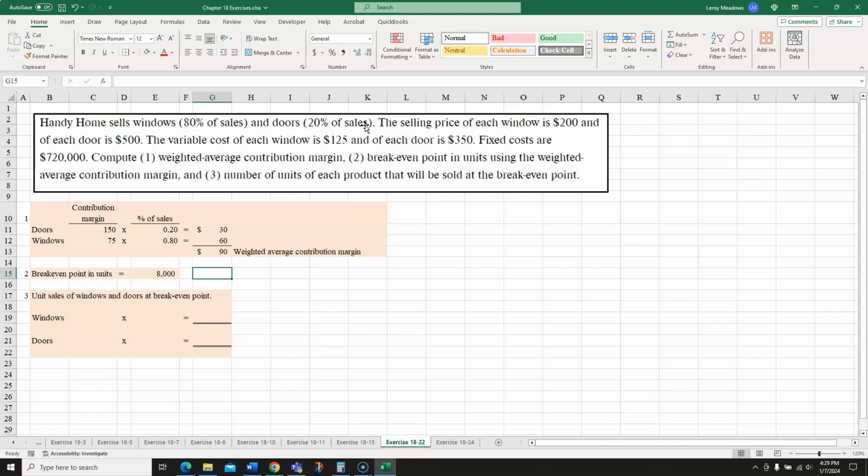So, okay, I'm going to take my total number of units I need to sell, 8,000, and windows represents what? 80% of sales.